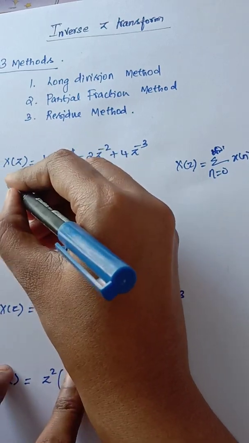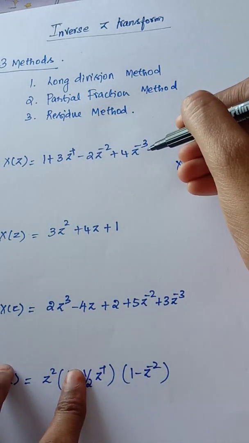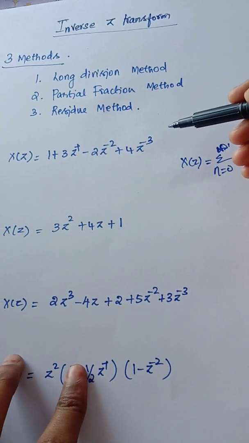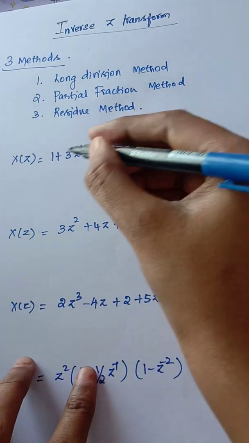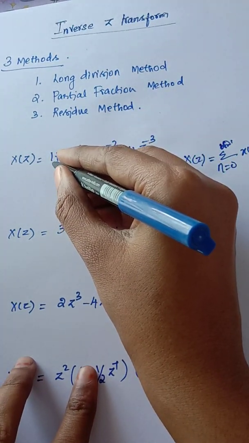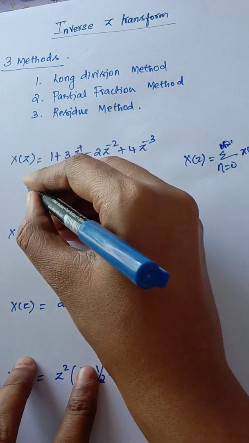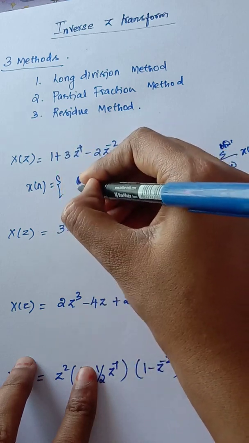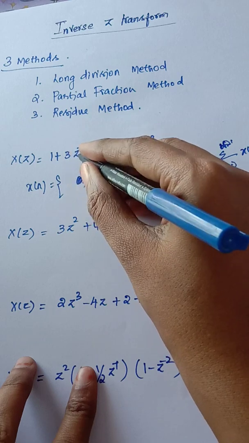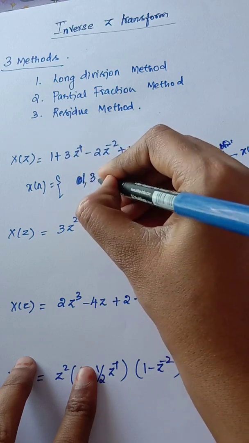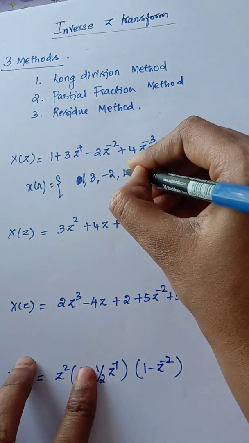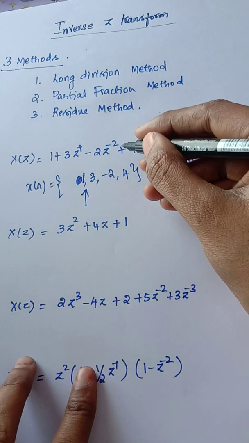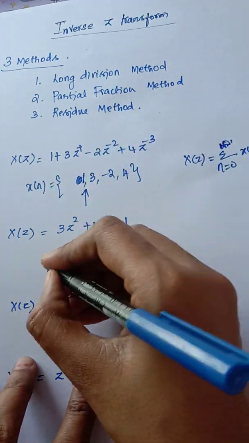Now when you visualize this sequence, 1 plus 3 z inverse minus 2 z power minus 2 plus 4 z power minus 3, we know that this is the index value 0, that is, the origin value. So you can directly write x of n is equal to 1 at the origin, then the value at index 1 is 3, then minus 2, then 4. We have to indicate the value at the origin. So just by seeing the sequence we can find the inverse Z transform.